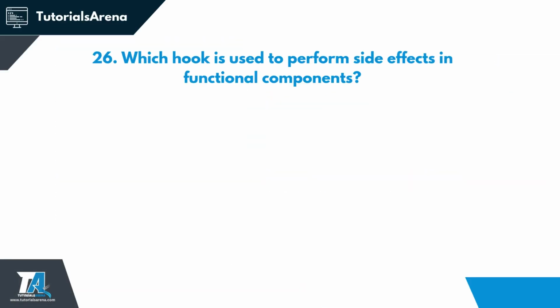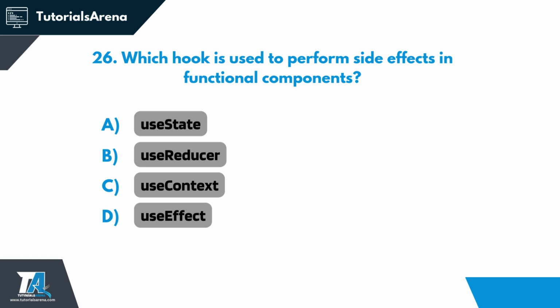Moving on to the next question. Question 26. Which hook is used to perform side effects in functional components? The options are option A, useState, option B, useReducer, option C, useContext, option D, useEffect. The correct answer is option D, useEffect.